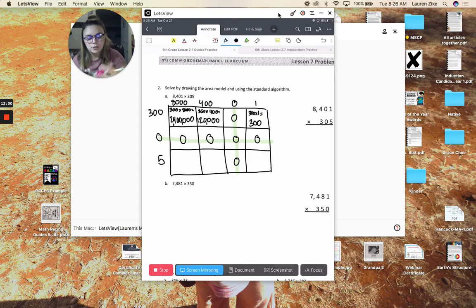And then we're down to our ones. So we have 5 times 8,000. We know that 8 times 5 is 40, plus 3 zeros to get 40,000. We have 5 times 400. We know that 5 times 4 is 20, plus our 2 zeros gives us 2,000. And then 5 times 1 we know gives us 5.